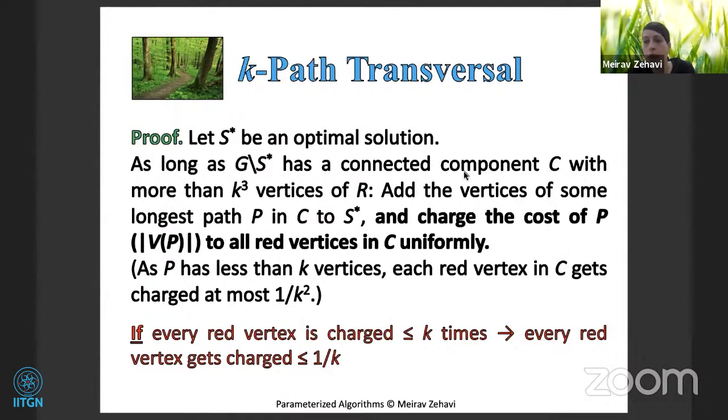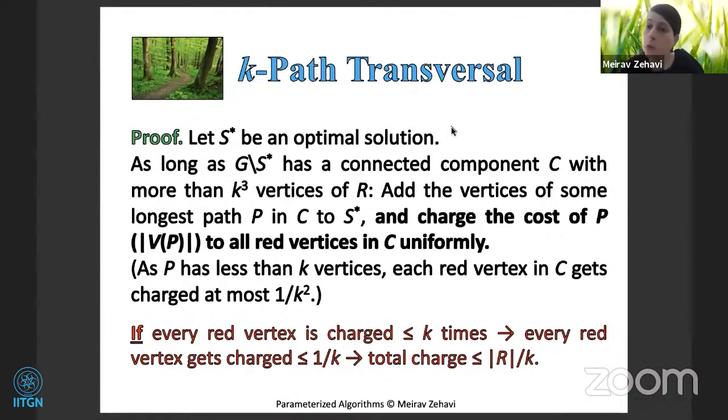So what is the total charge that we pay? If every red vertex got a charge of 1 over K, then in total the charge that we pay is the size of R over K. We sum over all of the red vertices. And this total charge is exactly the number of vertices that we added. Every time we add x vertices, we take this x, the size of V of P, and we consider this number as charge. And we assign this charge to the red vertices.